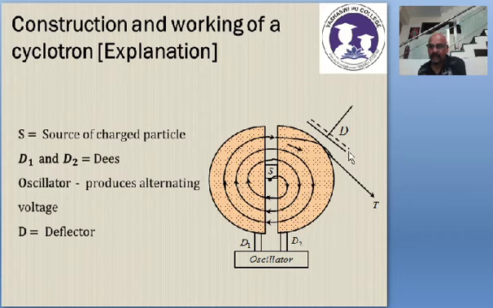I repeat from the beginning. Here S is the source of the charge. At some moment it gives a positive charge. At that moment, think that D1 is positive and D2 is negative. If D1 is positive and D2 is negative, D2 is at a negative potential, and it pulls the charge towards it.